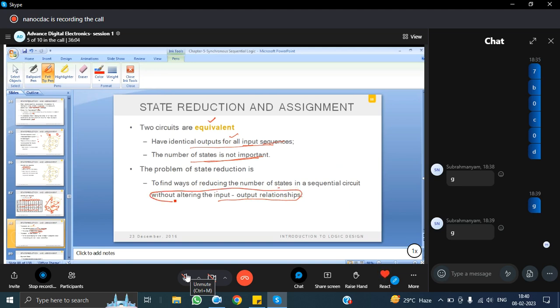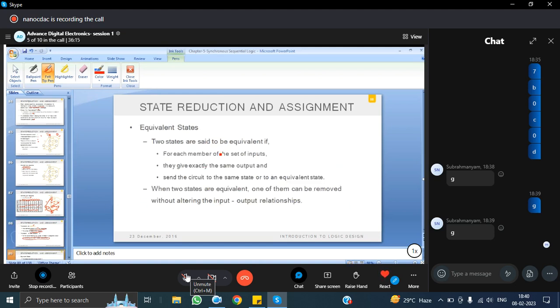Okay, input output relationships, but without changing the input equations anywhere, you should reduce the number of states in the sequential circuit. Equivalent states means that for each member of the set of inputs they give exactly the same output and send the circuit to the same state or an equivalent state. When two states are equivalent, one of them can be removed without altering. That means if two are the same, one can be removed, one can be reduced.